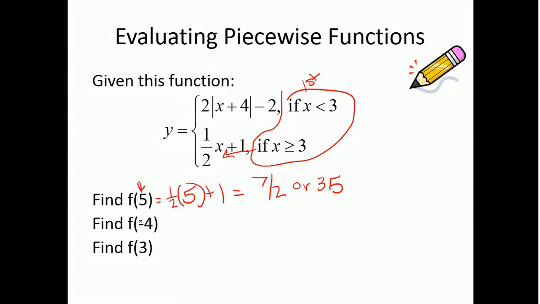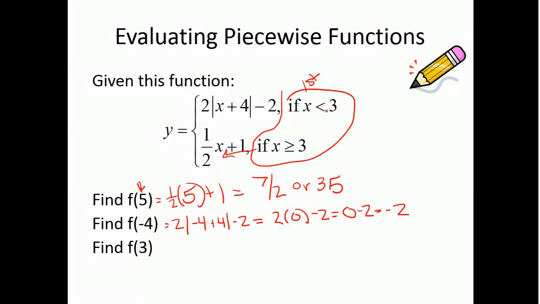What about f of -4? We're going to look at our x values here, our if statements. Well, I know -4 is less than 3, so it looks like I need to plug into this statement. So 2 times the absolute value of -4 plus 4, minus 2. Well, -4 plus 4 is 0, and the absolute value of 0 is 0. So I'm going to get 2 times 0 minus 2, or 0 minus 2, which is -2, right?